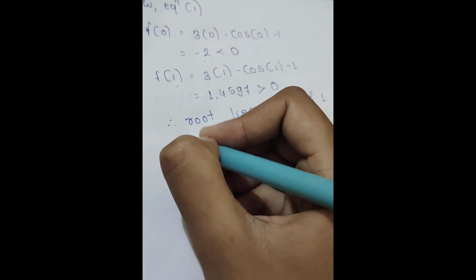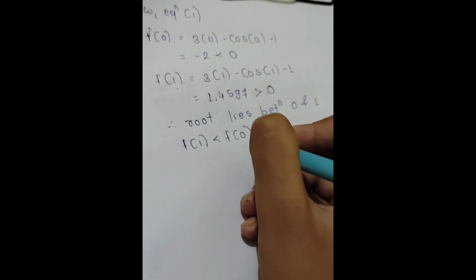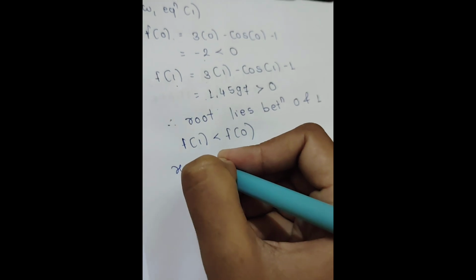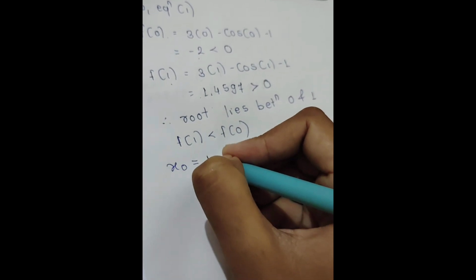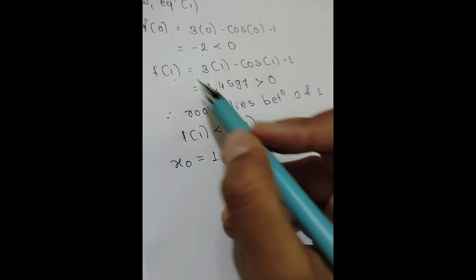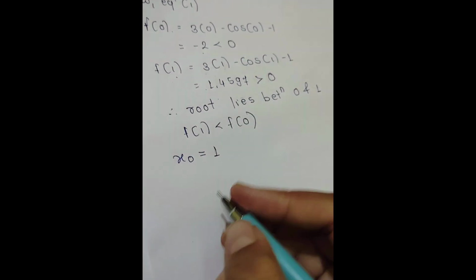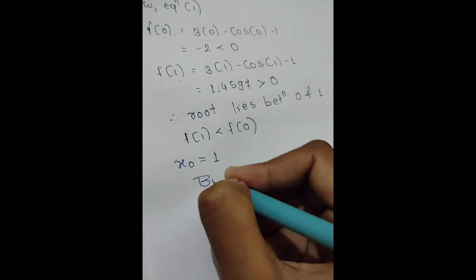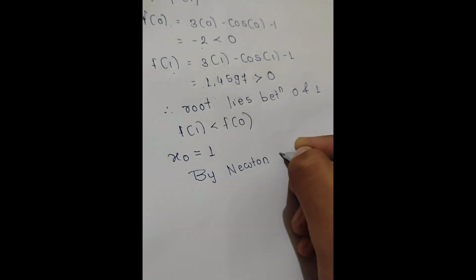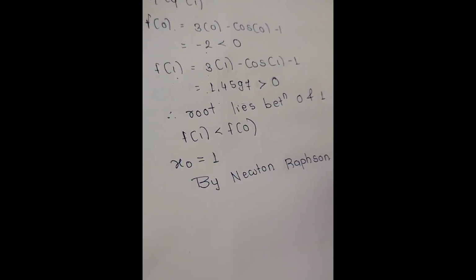So what we can say now is that f(1) is less than f(0). So the value of our x0 will be 1, because we have to take the smaller one. So we take x0 = 1. Then by the Newton-Raphson method.